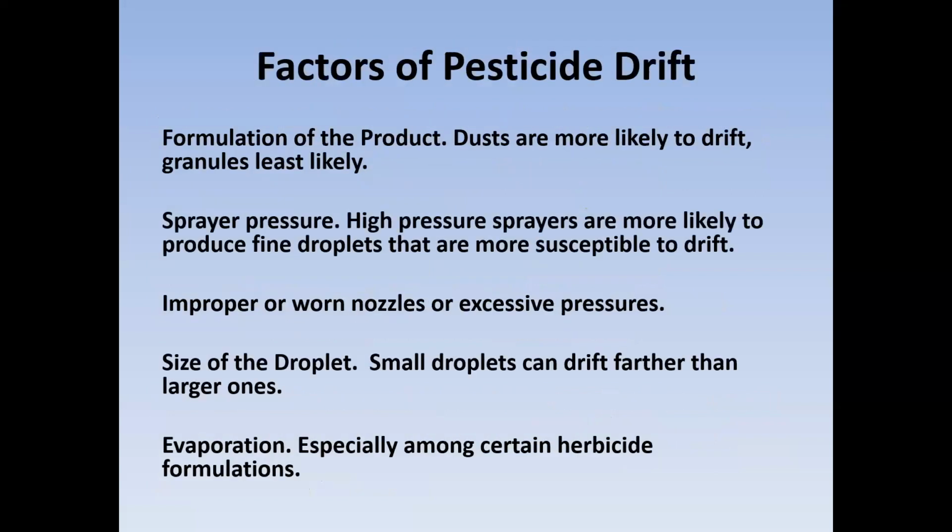Okay, there's a bunch of factors that affect pesticide drift. One is the formulation of the product. Obviously, dusts are more likely to drift than granules. Spray pressure: high pressure sprayers are more likely to produce fine droplets that are more susceptible to drift. Bad maintenance, so if you have improper or worn nozzles or excessive pressures. And the size of the droplet. Small droplets can drift further than larger ones. And there's also evaporation, which really is more the case of herbicide formulations, which may or may not be relevant to vector control.